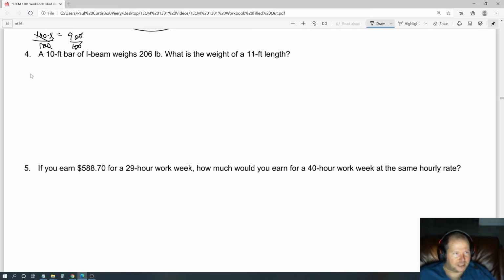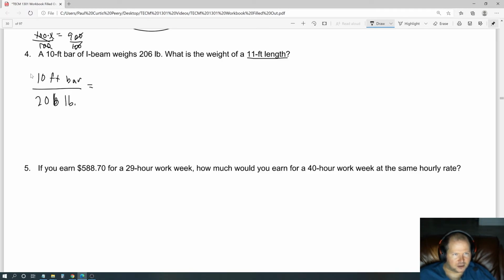Okay, again, I'm going to thoroughly label everything to make a point. So it says, a 10-foot bar of I-beam weighs 206 pounds. What is the weight of an 11-foot length? Okay, so we say 10-foot bar, and it weighs 206 pounds. Okay, and then they give us an 11-foot length.